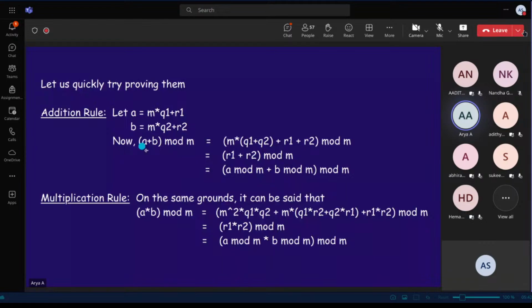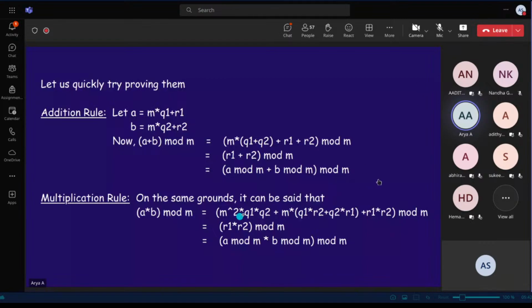So you can see that this is the left hand side, this is the right hand side, and the addition rule is proved. The same way you can also prove the multiplication rule. It's not very difficult. On the same grounds, it can be said that a into b mod m is, again, we'll use the same expressions for a and b. I'll just substitute these two and I'll give this.